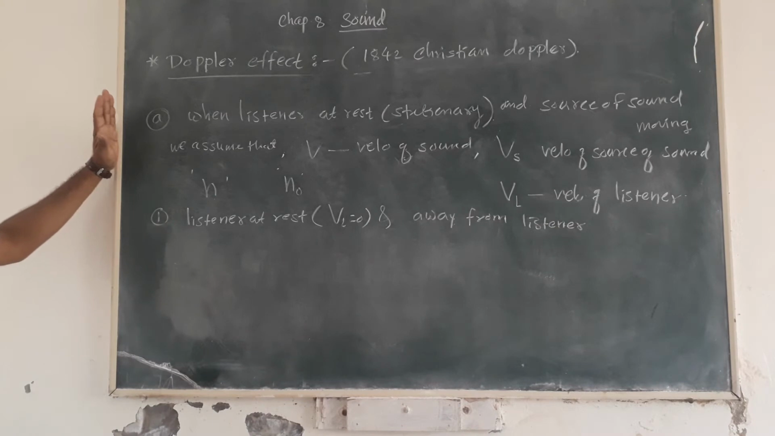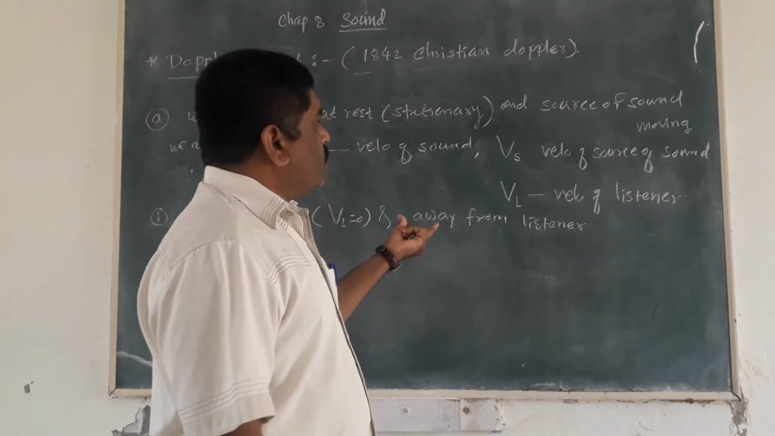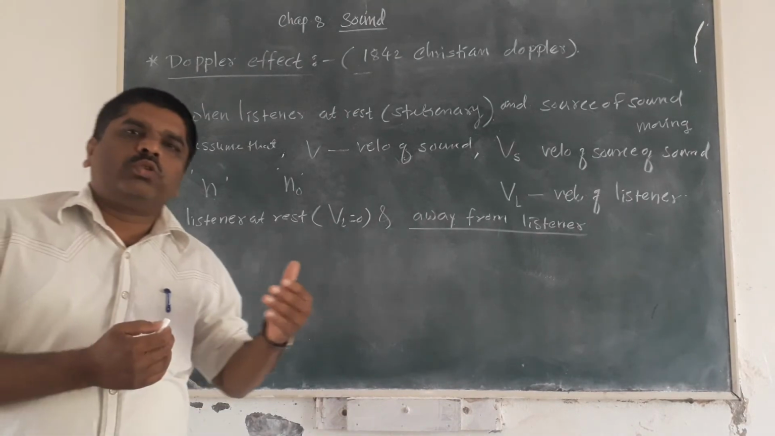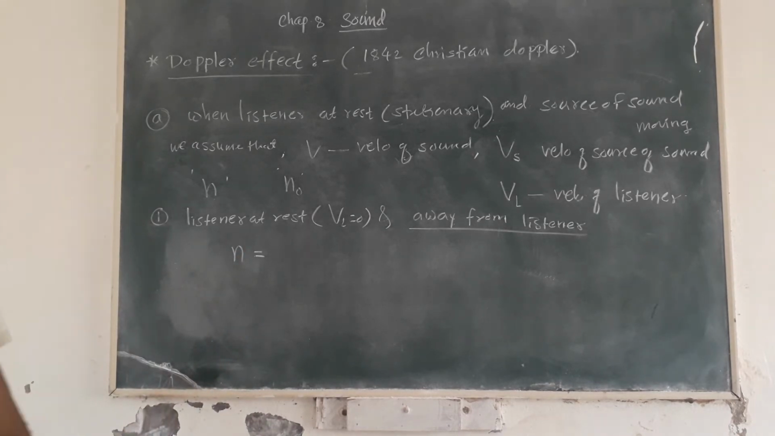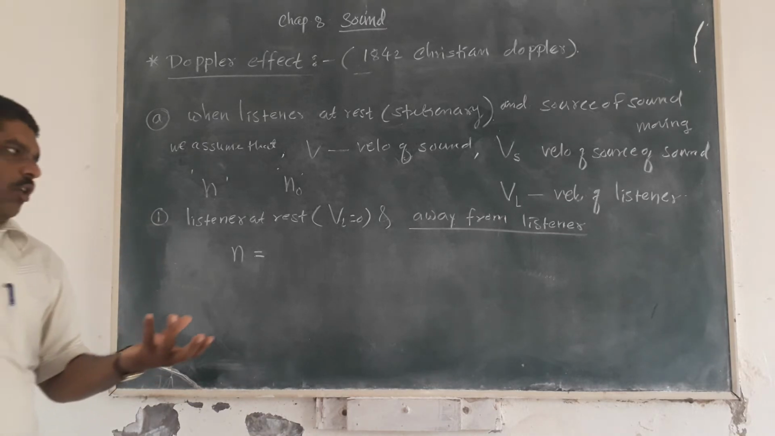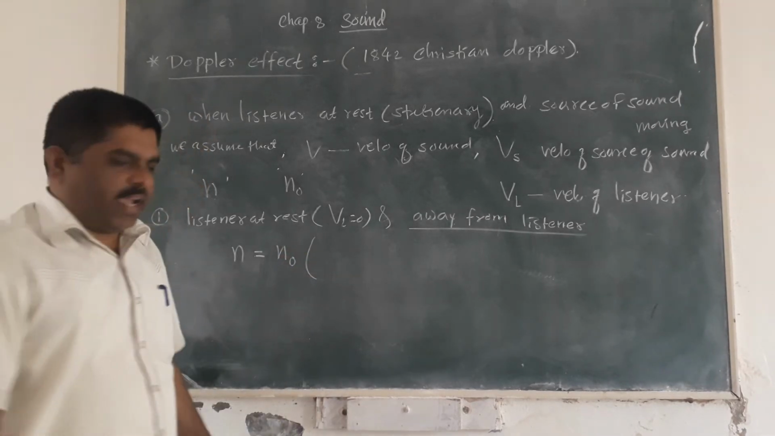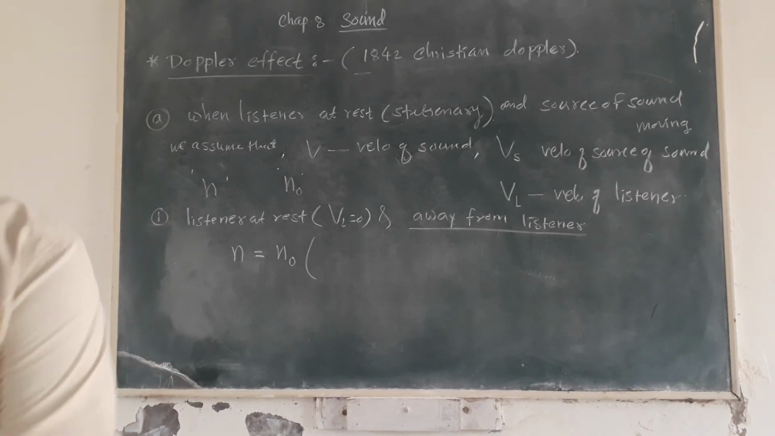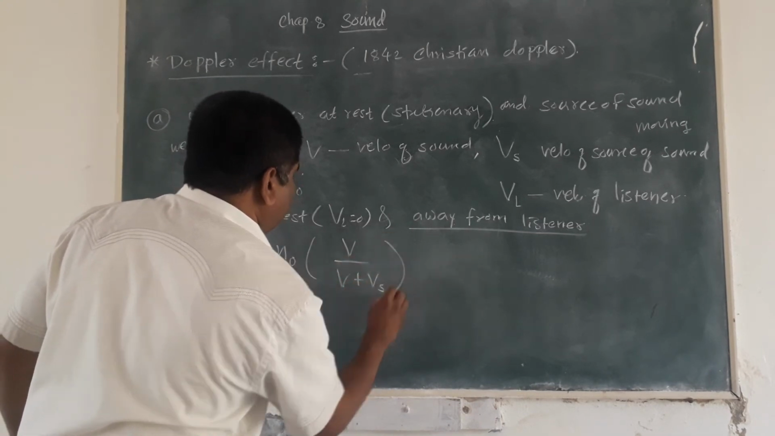ह्या प्रकारामध्ये दोन भाग येतात. पहिला भाग लिसनर ॲट रेस्ट आहे आणि सोर्स ऑफ साऊंड अवे फ्रॉम लिसनर, म्हणजे लिसनर पासून सोर्स दूर चाललाय. ह्या कंडिशन मध्ये वी डिटरमाइन द फ्रिक्वेन्सी, दॅट इज चेंज इन फ्रिक्वेन्सी बिटवीन सोर्स ऑफ साऊंड अँड ऑब्झर्वर, इज n is equal to n0 into bracket V divided by V plus VS.